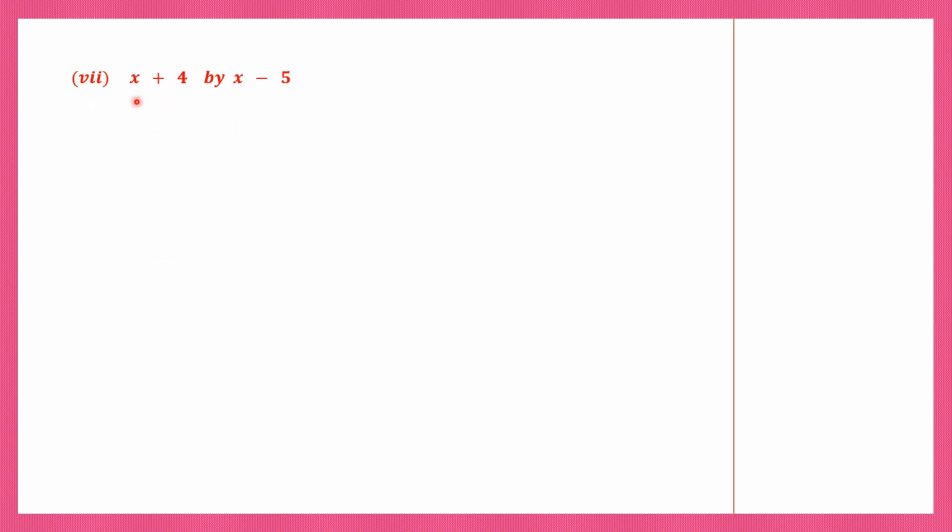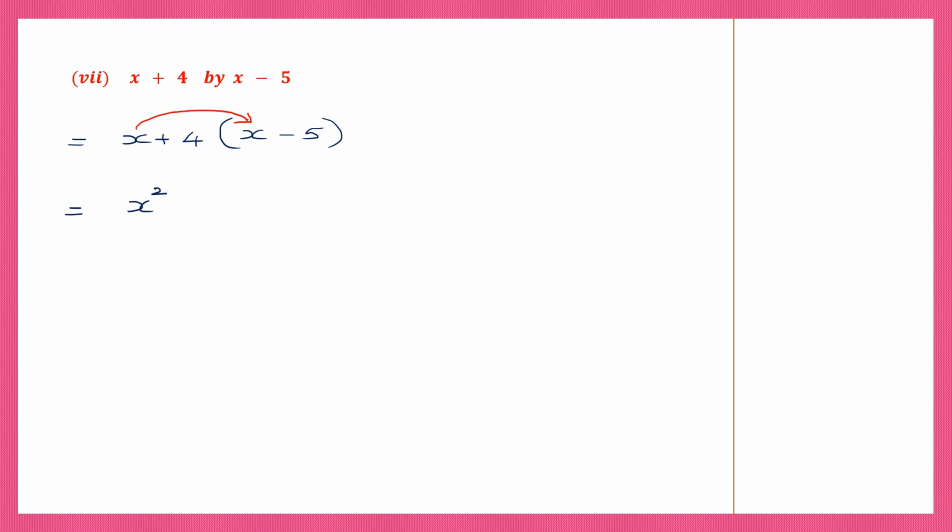Question 7. Multiplication of a binomial by another binomial. So let's write the first one here, x plus 4, and we're going to multiply the second binomial, x minus 5. So how do we do this? We take the first term and multiply it with the first term inside the brackets. So let's do that first. x into x is x to the power of 1 plus 1, which is 2.